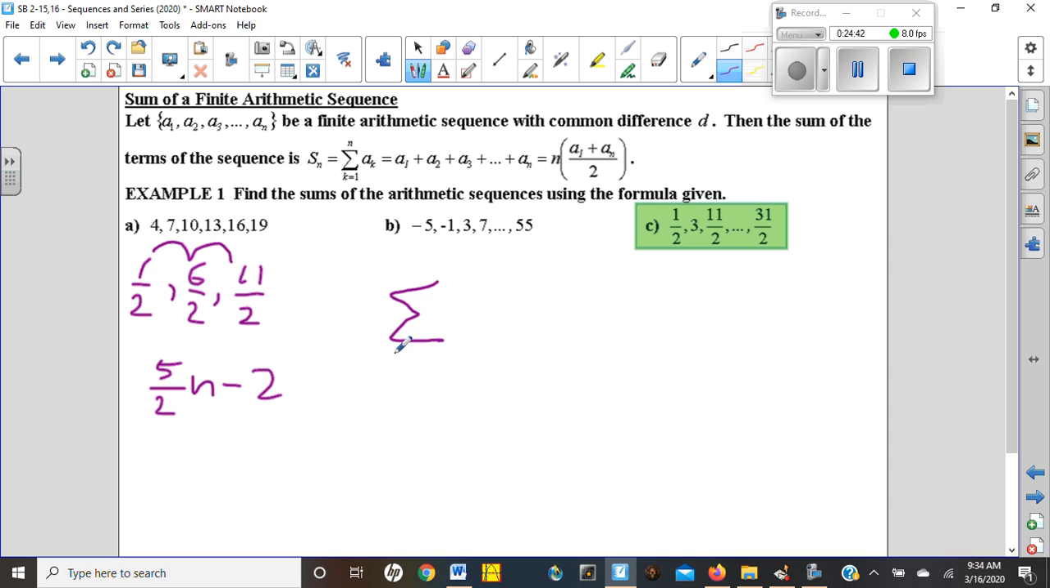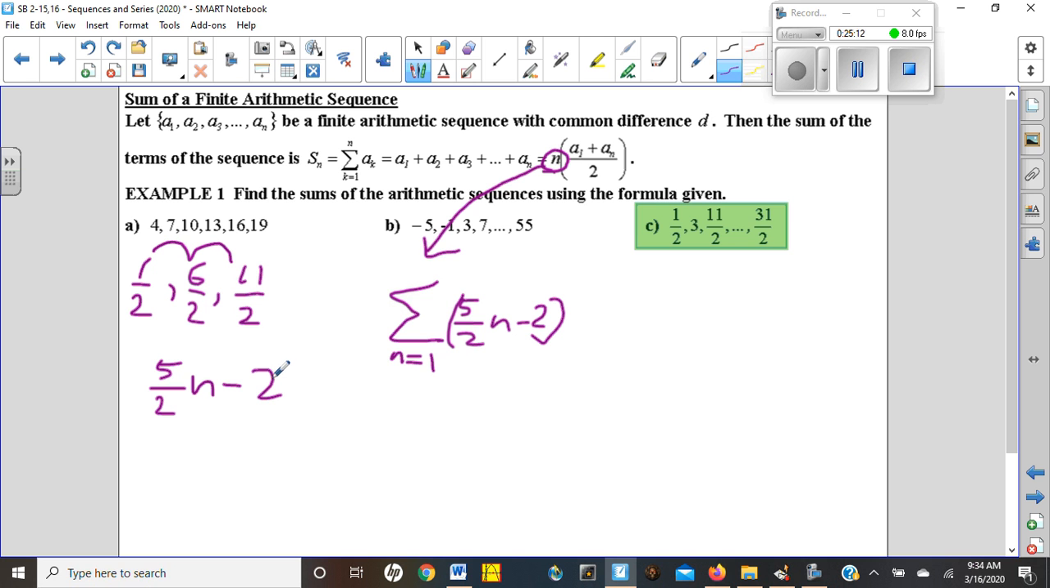So let's write our summation statement. Sum, starting at n equals 1, and we're going to be doing 5 halves n minus 2. Now remember, for our formula, we're going to need to know how many of these terms there are. And this is usually the one part of this that requires a little bit more work. What is that n going to be here?